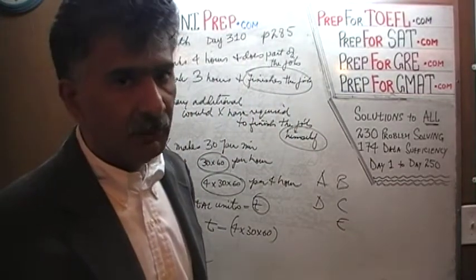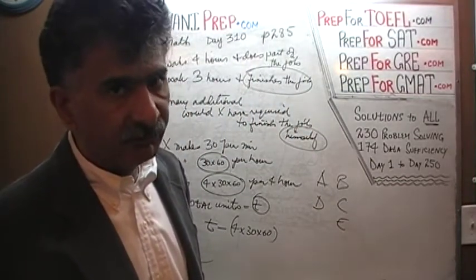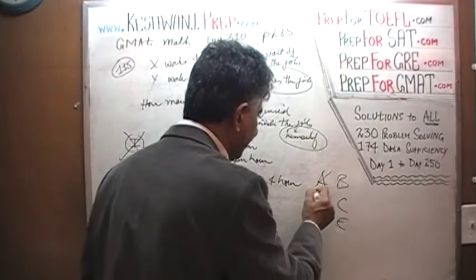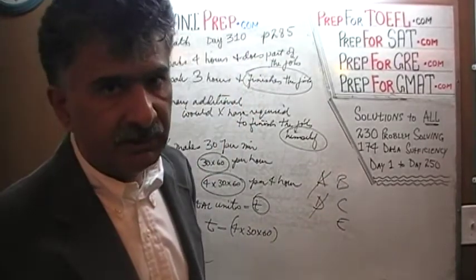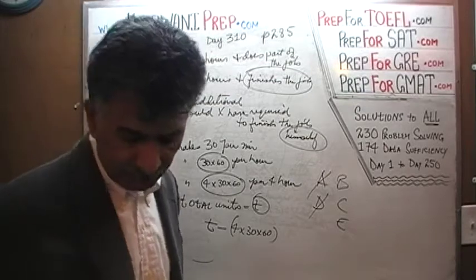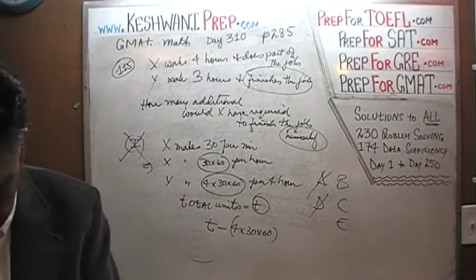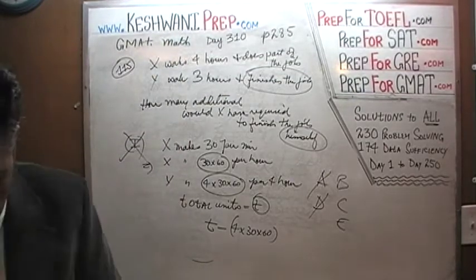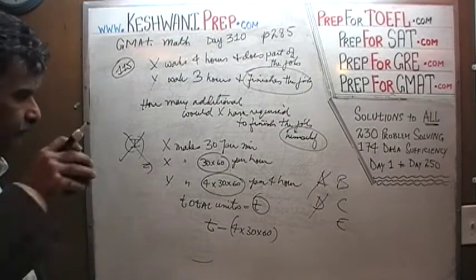A, D, B, C, E. Now that we established that the first statement by itself is not sufficient, we know the answer cannot be A or D. It would have to be either B, C, or E. Let's look at the second statement. Just give me one quick break, and then we'll get to the second statement.